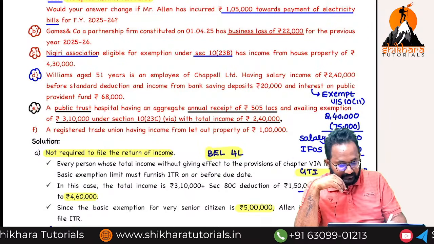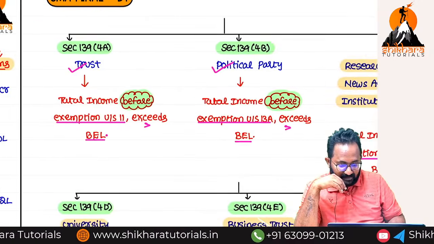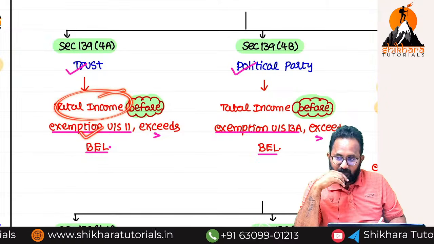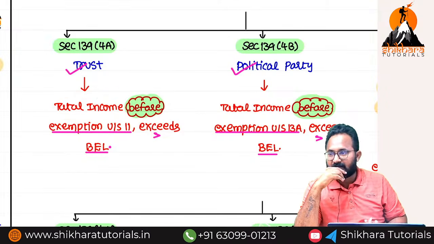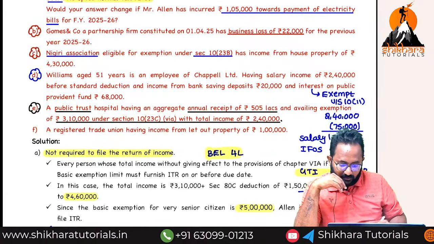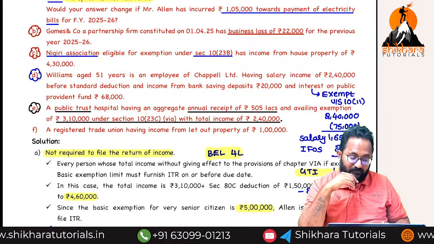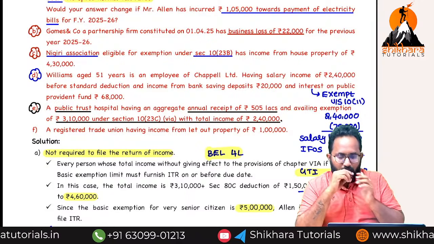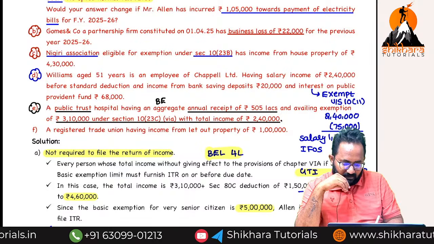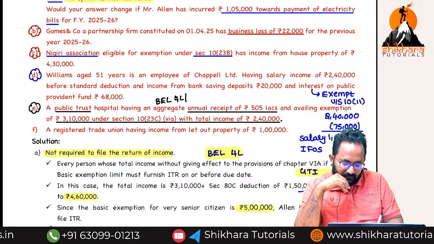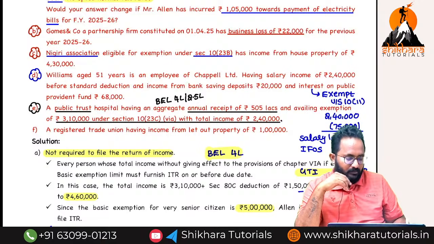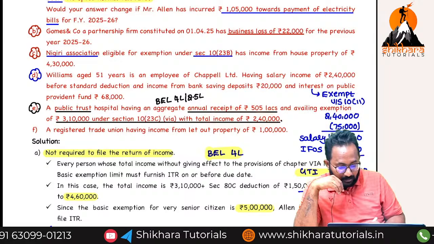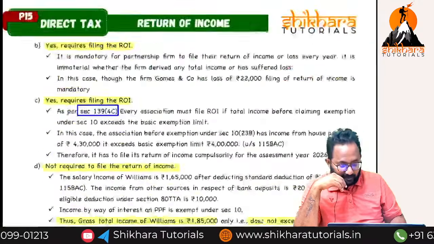2,40,000. So trust related point we discussed, 139(4A). What is that? Total income before exemption if exceeds what? Basic exemption limit. Now you have to check first what is the basic exemption limit for trust. Trust is an AOP. If they are following 115BAC, basic exemption limit will be 4 lakh. Otherwise, 2.5 lakh. Now, this is a total income, but before claiming exemption, please check it out. What is the total income?